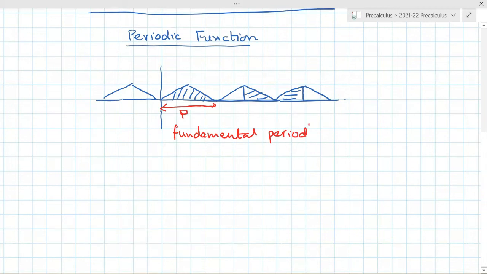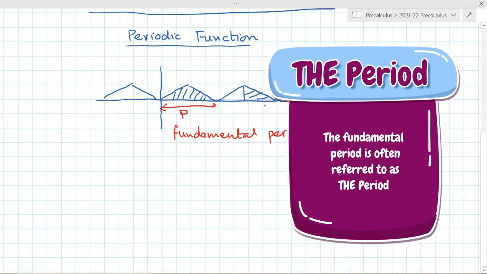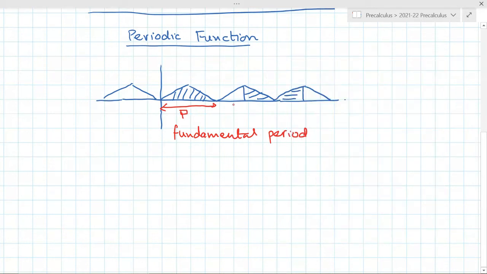A double of it will also repeat, because if I take two of these, then those are also repeating, but this is the smallest. But any portion of it that has the width P will repeat. Even if I picked something from here, that is also P, even that will repeat. It will look exactly the same.